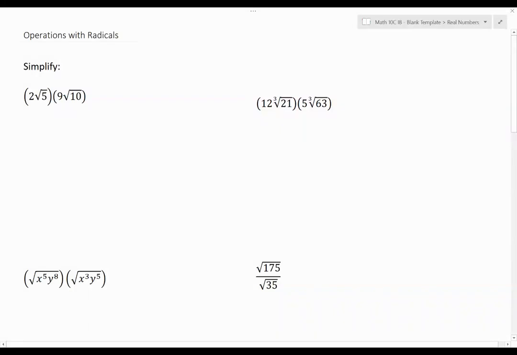Hello. In this video, we're going to look at how we can do some basic operations using radical expressions. So let's consider first what happens when we want to multiply together two mixed radical expressions.